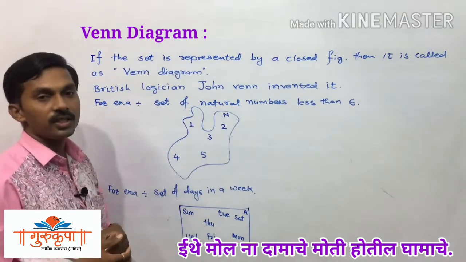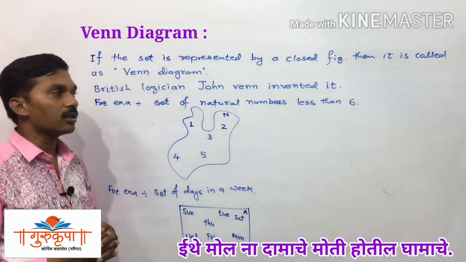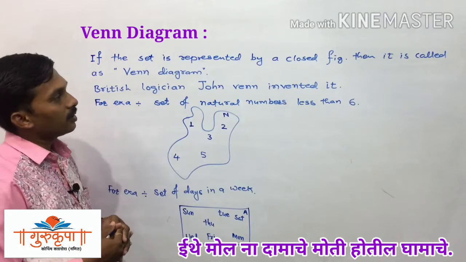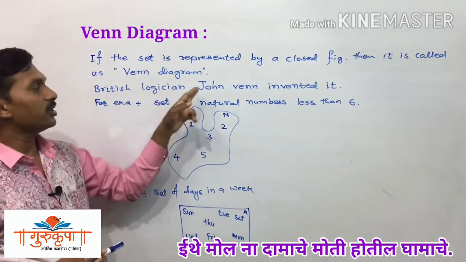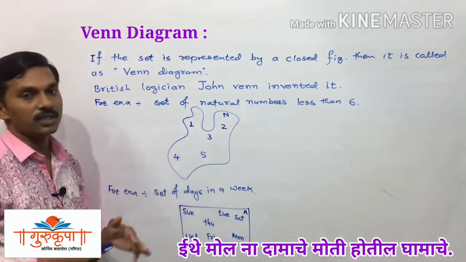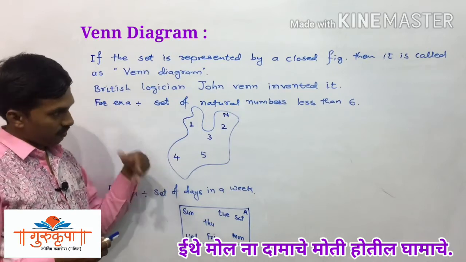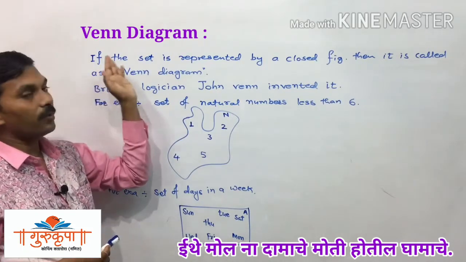It is a too easy concept. When the set is represented by using a closed figure, then it is called a Venn diagram. British logician John Venn invented it, and we saw 2 examples here. You can write more examples here. Now this is all about the Venn diagram.